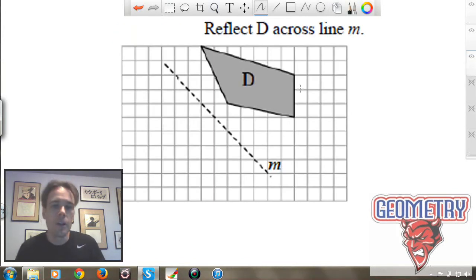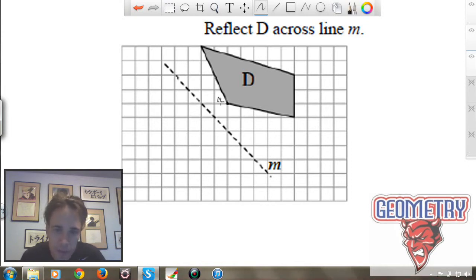And last one here, reflect D across the line M. So I'm still going to use the trick that distance is preserved. The only thing is I can't just count straight to that line and say, oh, that's 1 unit, because that's not really 1 unit. It's a little longer than 1 unit there. So it'll be difficult to match on the other side. What I can do is figure out how far up and over a particular point is on one side, and that's how far up and over it is from the other.